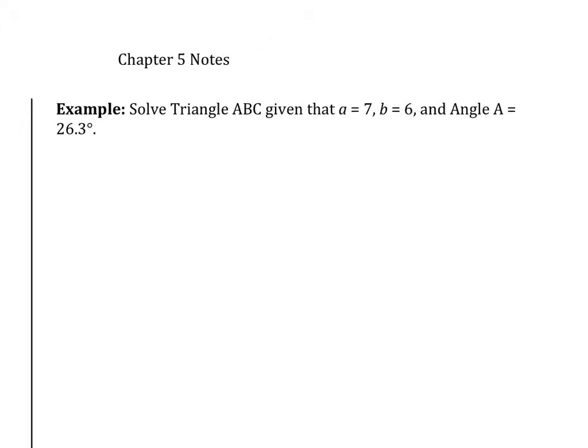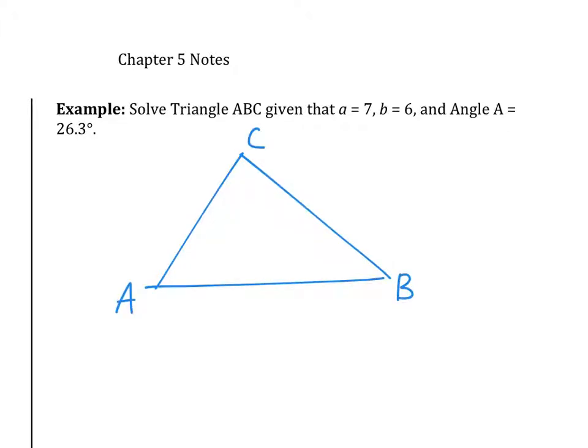Side angle. Solve triangle ABC given that a is 7, b is 6, and angle A is 26.3. Side angle. So let's go ahead and draw a picture. Let's go this way. A, B, C. Side A is 7. Side B is 6. Angle A is 26.3.